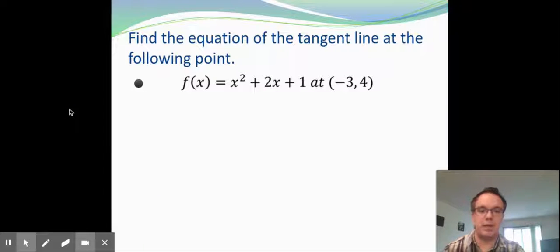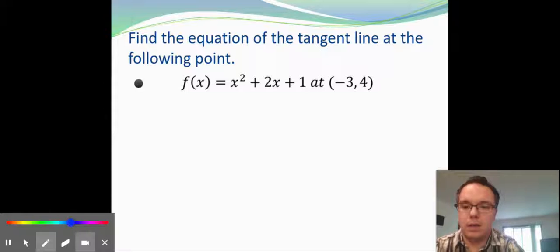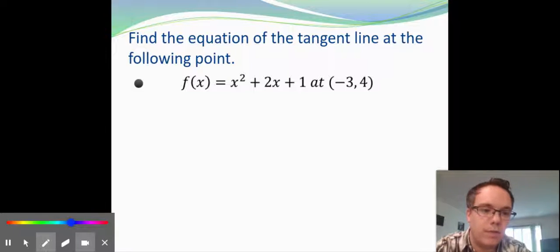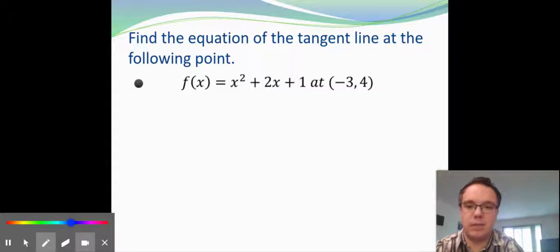Our first example is to find the tangent line to the function x squared plus 2x plus 1 at negative 3, 4. So the first thing we're going to do in order to find the equation of our tangent line is we're going to find our derivative.